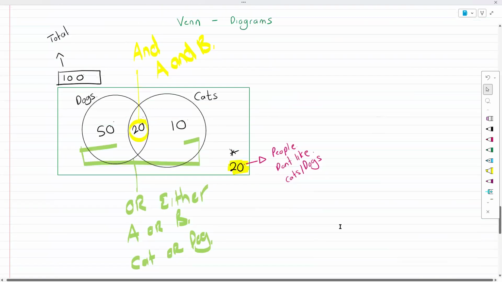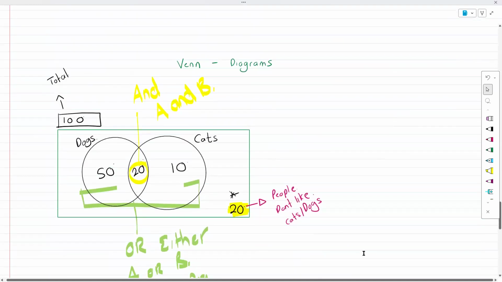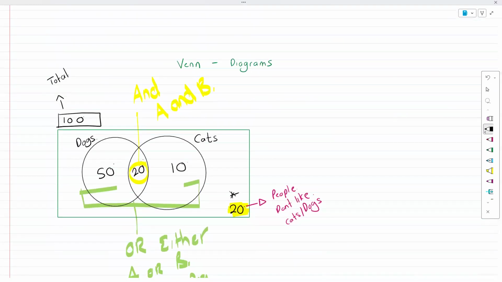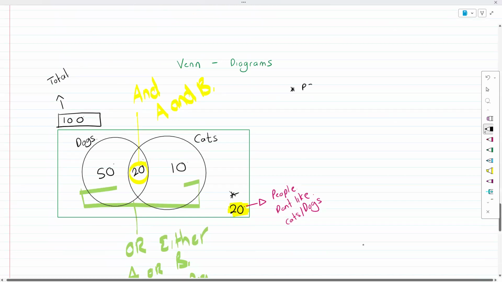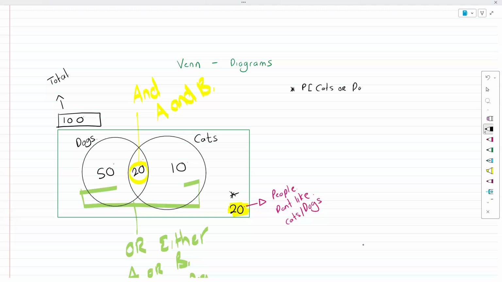Right? Now, guys, let's go to the more iffy stuff. Okay? This one is tricky, right? The probability of people that like cats or dogs. Now, I know I can look at the formula and I can say cats or dogs is 50 out of 100, or 50 plus 20 plus 10, because it's everybody that's here. And that's going to be 80 out of 100 or 0.8.